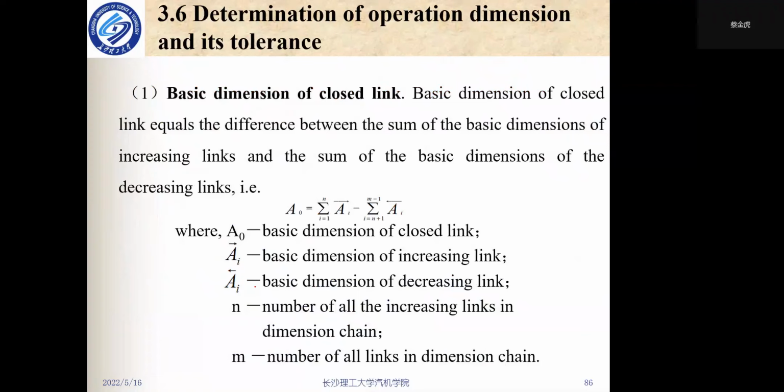So the first is the basic dimension of a closed link. How do we calculate the basic dimension of a closed link? The basic dimension of the closed link equals the difference between the sum of the basic dimensions of the increasing links, which we have named by this symbol, and the summation of the basic dimensions of the decreasing links, by this symbol.